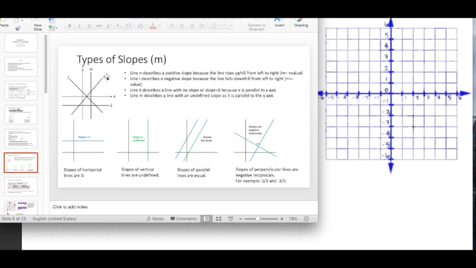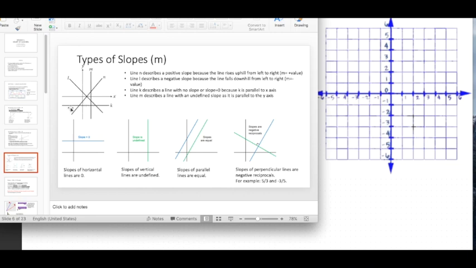So it's as if you're going uphill. And then line L describes a negative slope because it falls downhill from left to right. And we have line K, which describes a line with no slope, or we can say the slope is 0. Slope equals 0 just means no slope. And this is a line that is parallel to the x-axis. And finally, we have line M, which describes a line with an undefined slope because it's parallel to the y-axis. Usually their slopes cannot be calculated numerically.